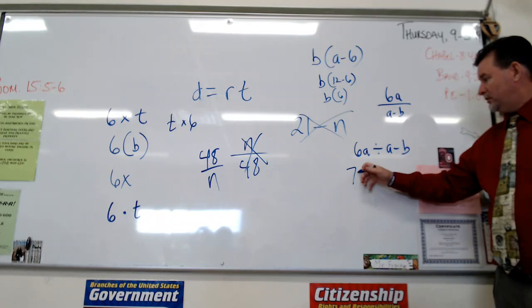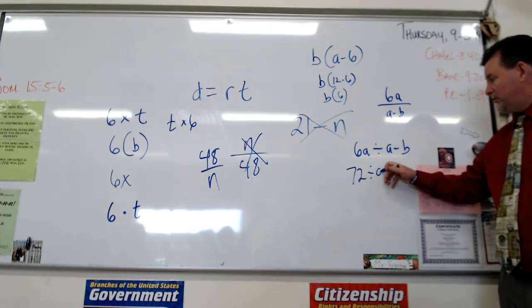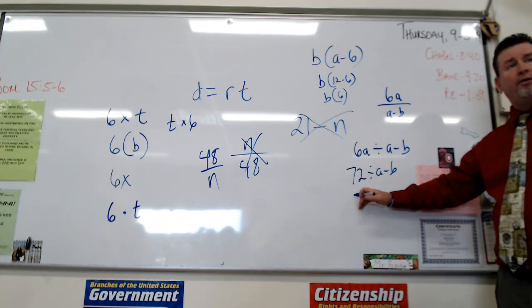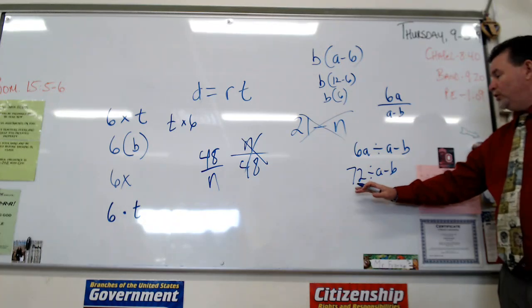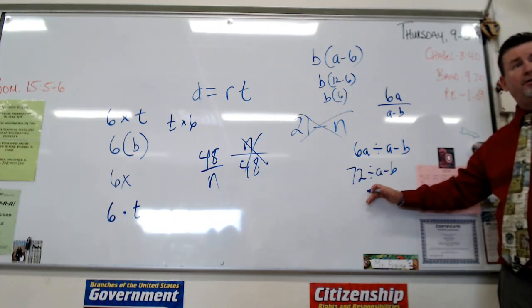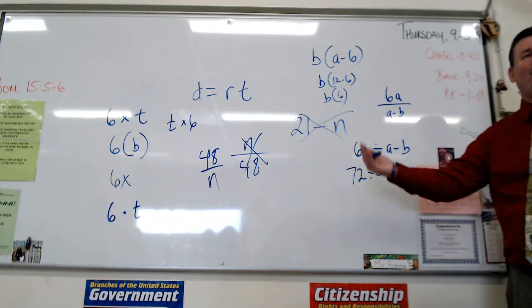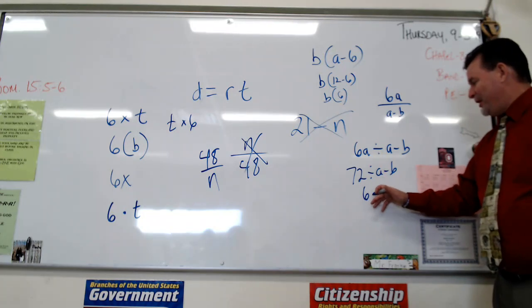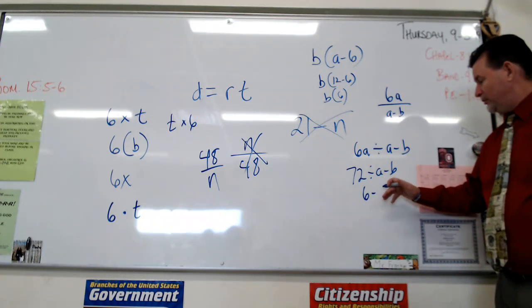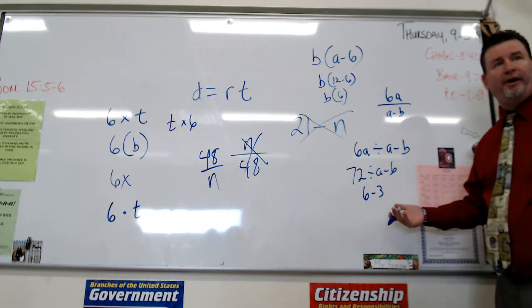72. What's a worth? 12? What's 72 divided by 12? What? Oh, 7. Or 5. You're all around it. What's b worth? 3. What's the answer? 3. Everybody got that?